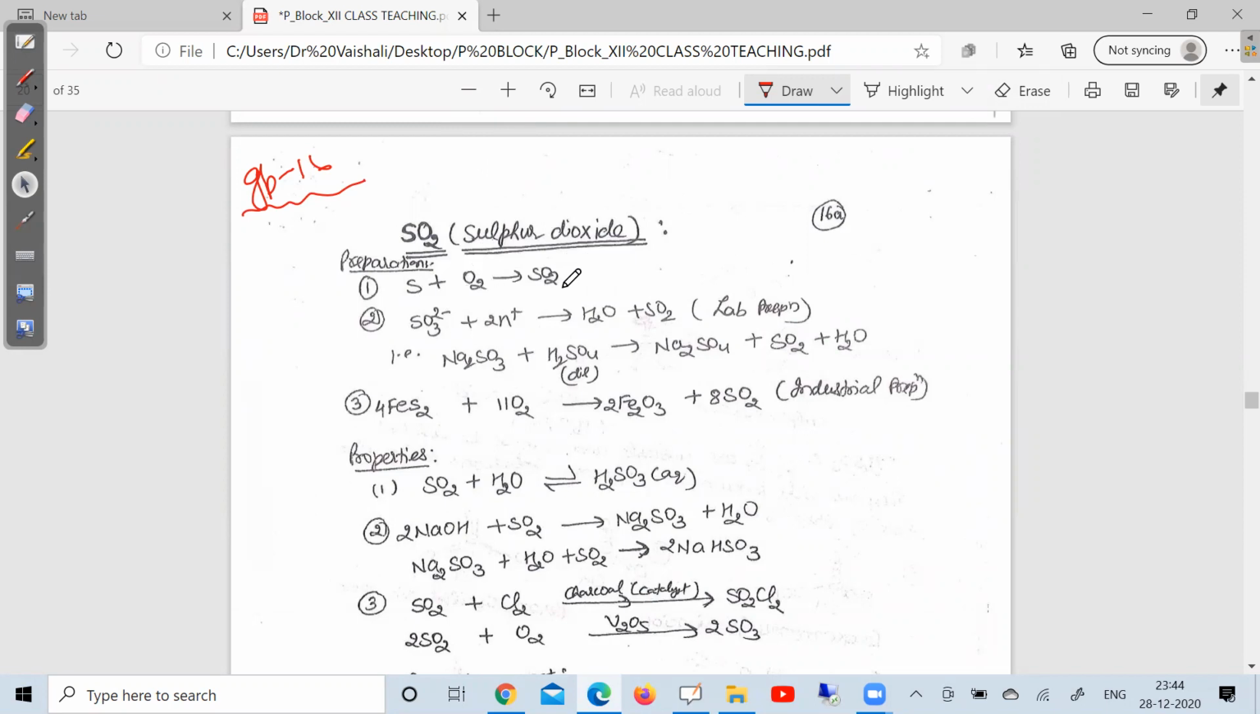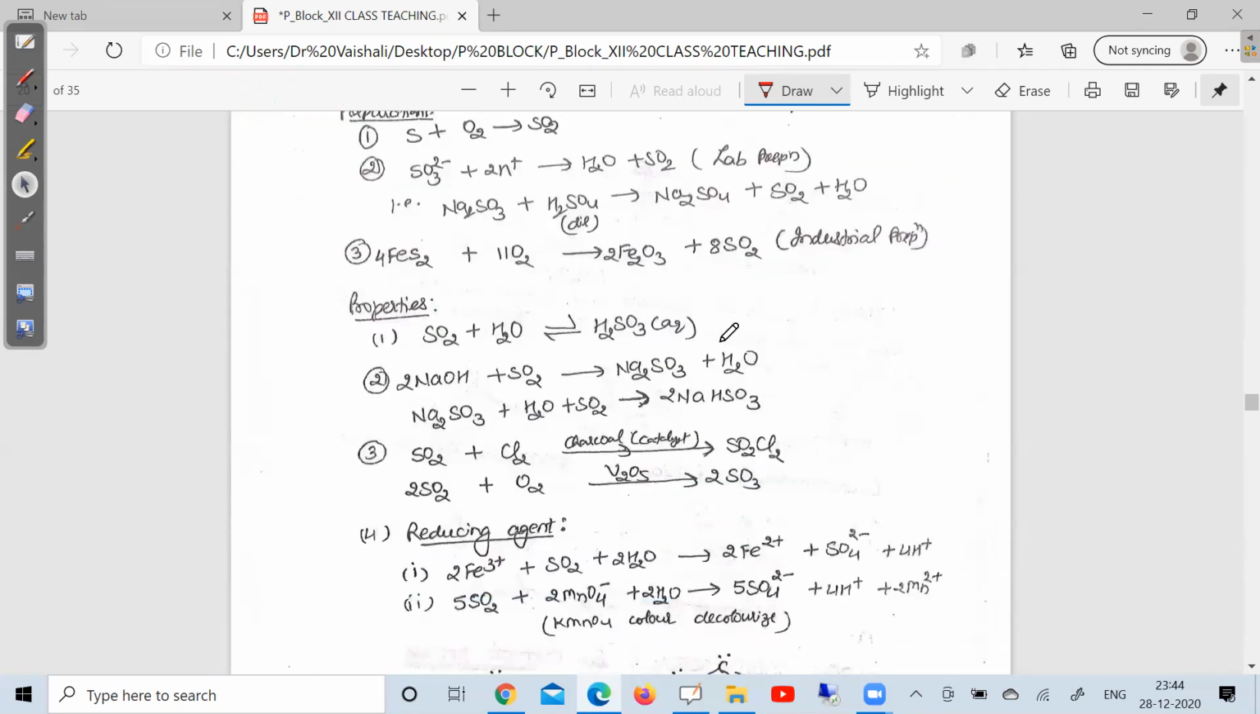Sulfur heated with oxygen forms sulfur dioxide, or any sulfite anion, that is sodium sulfite, treated with any acid liberates SO2, which you have done in the lab also, where any sulfite ion reacts with an acid like sulfuric acid to liberate SO2 and water. So this is the preparation of sulfur dioxide.